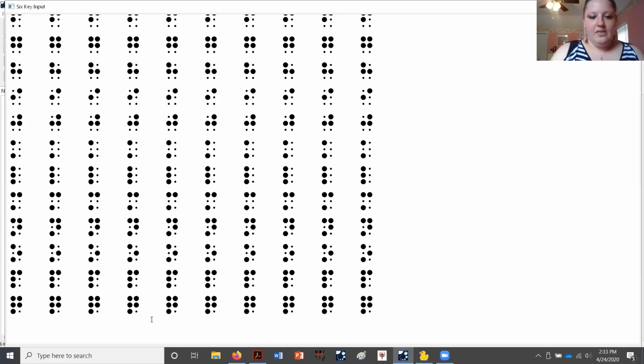So the next letter is letter R. So R, it kind of looks like Q, but you're taking a dot away now. So the letter R is F, D, S, K. So it's dots 1, 2, 3, 5. So on the Braille writer, that's your left pointer finger, your left middle finger, and your left ring finger combined with your right middle finger.